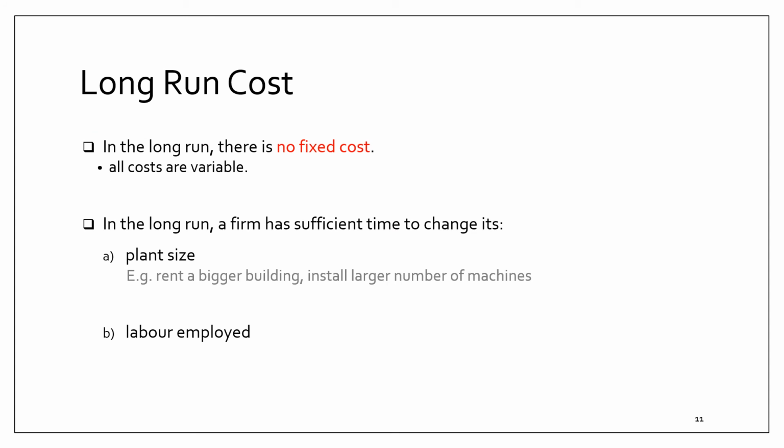From the economics perspective, there is no fixed cost in long run. In other words, all costs are variable in long run. Therefore, a firm has sufficient time to change its plant size and number of workers employed. Changes of plant size include renting a bigger building and buying more machines for production.